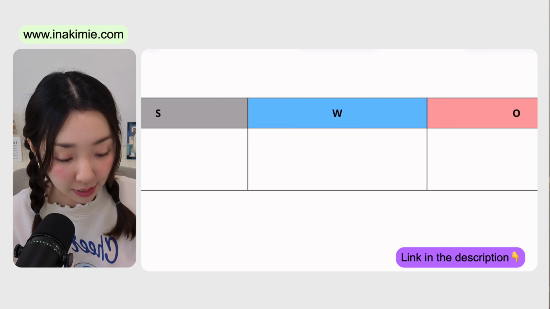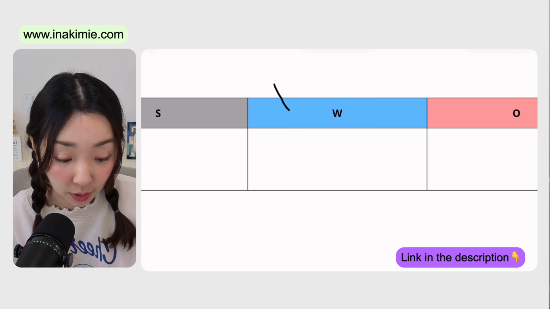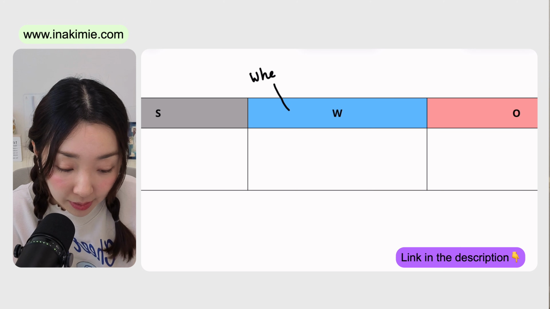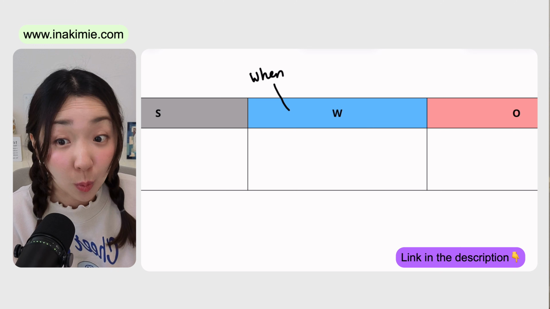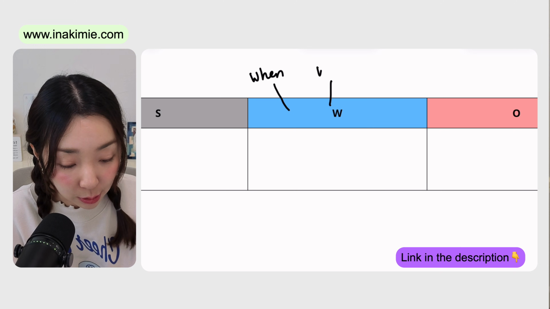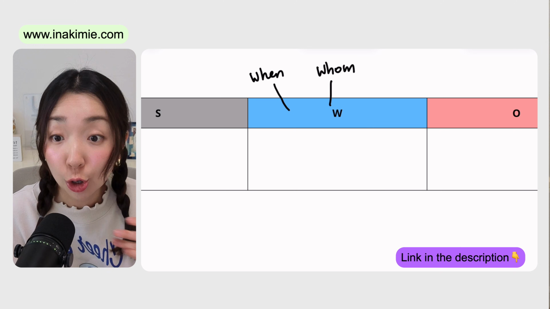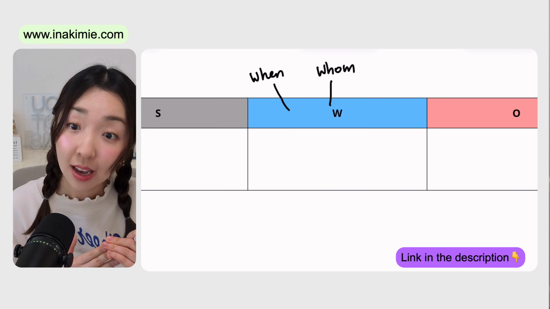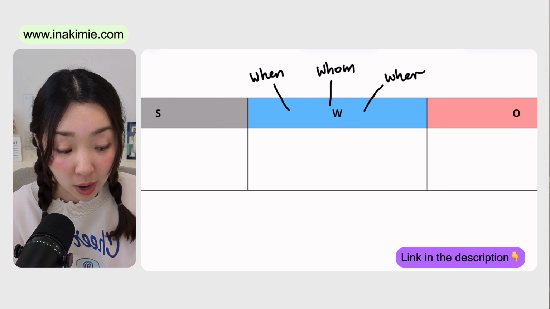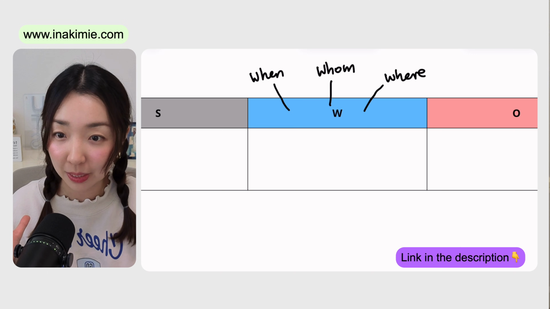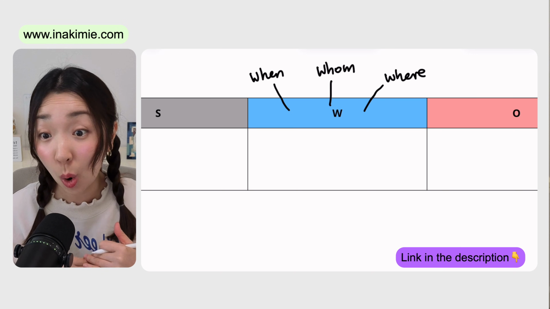So let's write it down in our notebook. So first W that you're going to see is when. So when something happens, is that yesterday? Is that this morning? And then you're going to see whom, like with whom. Is that with your dad, with your friend? And then the other one is where. Where is this sentence happening? Is it at the beach, at home, right?